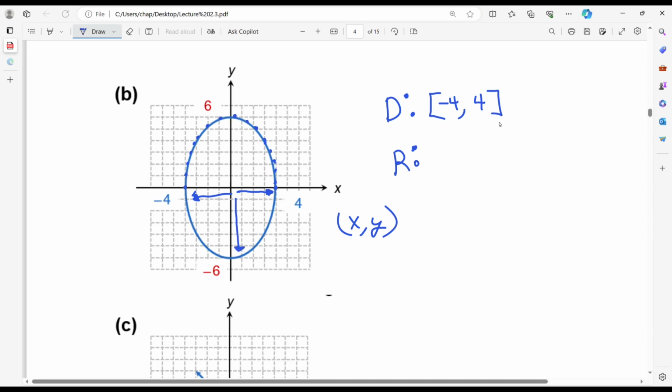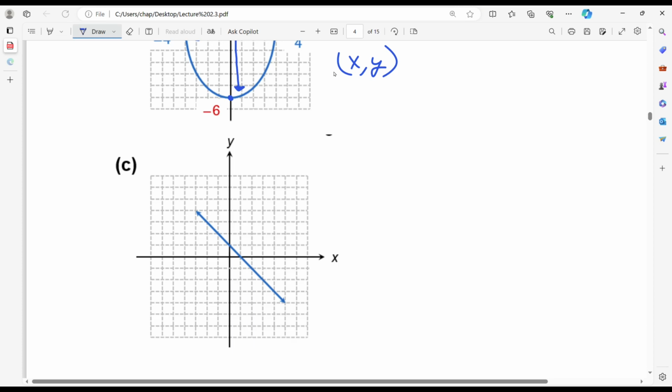The lowest value of y that we can get is right here. That's a -6, so we're going to use a square bracket. And the highest value of y that we can have is a +6. We're going to use a square bracket again because it's included. The domain is from -4 to 4, including the endpoints, and the range is from -6 to 6, including the endpoints.